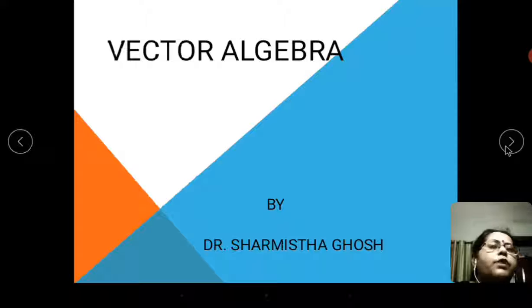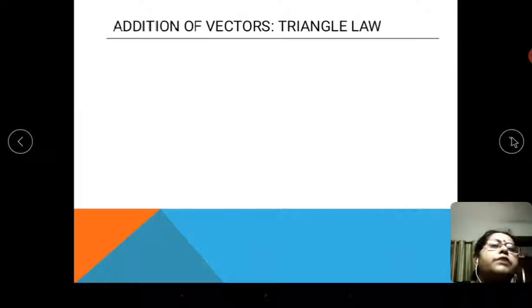And the first one to start with is of course vector addition. Now there are two very important or famous laws which govern this vector addition. They are the triangle law and the parallelogram law. In fact, the triangle law is the first basic law. The parallelogram law is again based on the triangle law of vector addition. So we start with the addition of vectors with the triangle law.